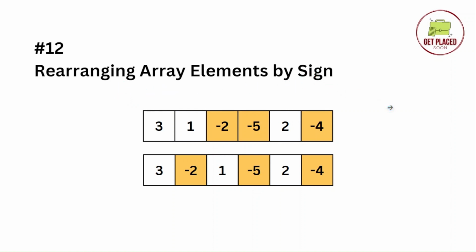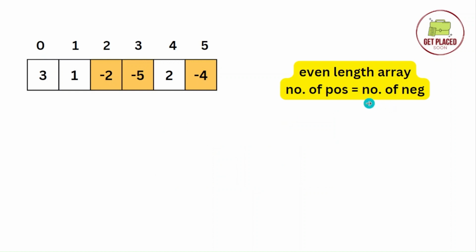So in the question, they have mentioned a couple of conditions. So let's look at the conditions and try to solve the problem. The first thing they mentioned is the given array is an even length array. So the number of elements is even. Therefore, the number of positives is equal to the number of negative elements. For example, in this array, we have 3 positive elements and 3 negative elements, right? 3, 1, 2 are positive, -2, -5, -4 are negative.